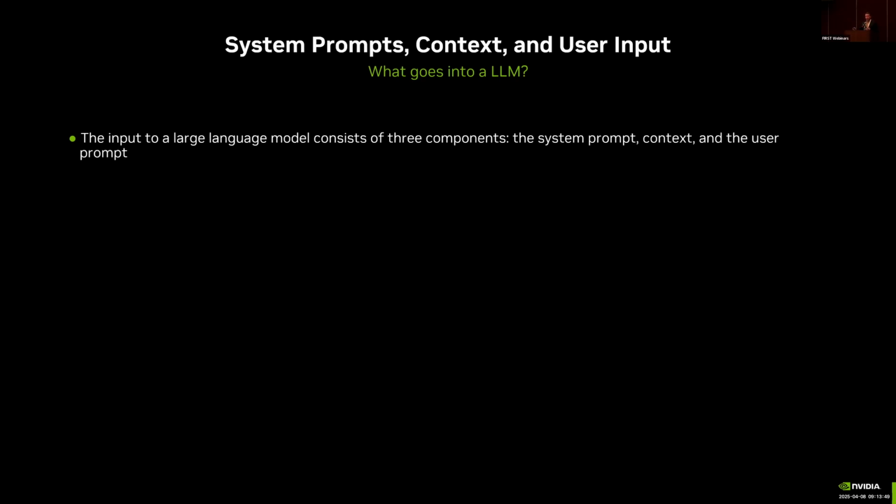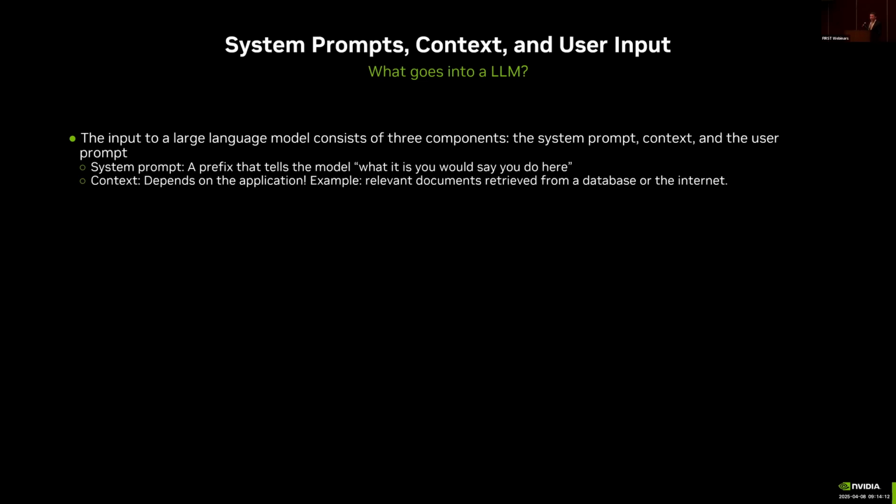And then when we give input to a large language model, there are going to be three components. There's the system prompt, the context, which is maybe some documents that it fetches, and the user's prompt. The system prompt tells it, what is it you would say you do here? You know, you are a friendly, helpful AI assistant who blah, blah, blah. The context is going to depend on the application. So you see a lot of retrieval augmented generation systems where it goes and queries a database for documents that appear to have relevant context, pulls them back in. Sometimes these come from the internet where nothing bad ever happens. And then you have the user prompt, which is the actual query posed by the user.